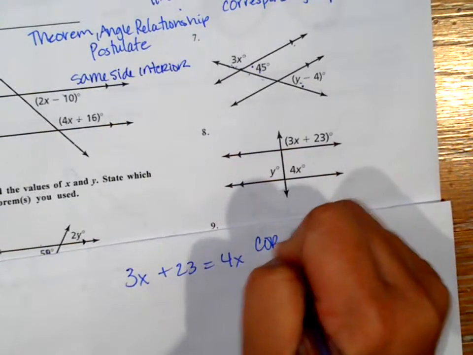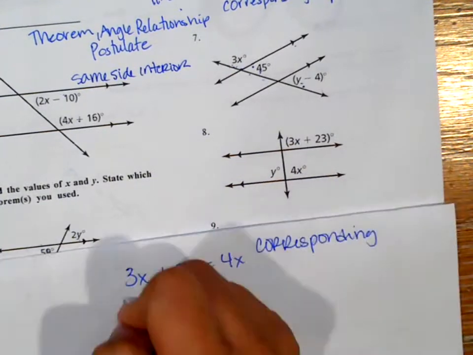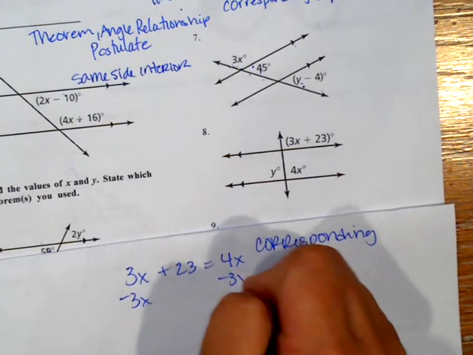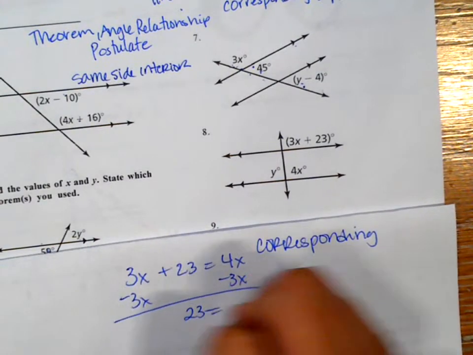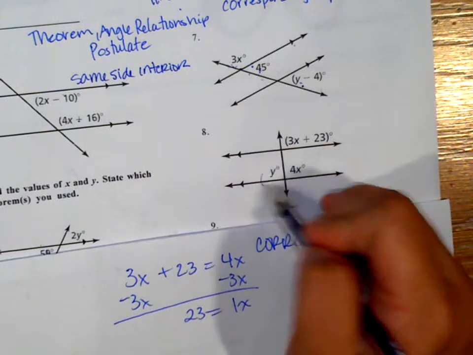Let's see their corresponding angles. Subtract 3x. 23 is equal to 1x. So x is equal to 23. For your y value, you got this guy right here.